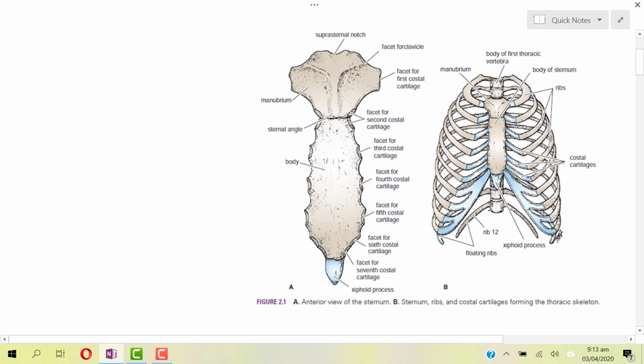Okay. Why are the 11th and 12th ribs not fractured very commonly? Because they are floating ribs. They are not attached to the sternum. That's why they will not be fractured.